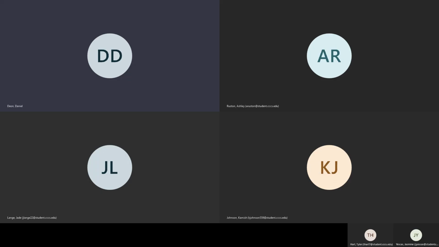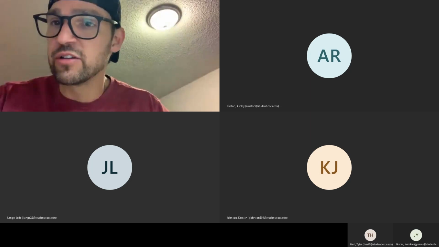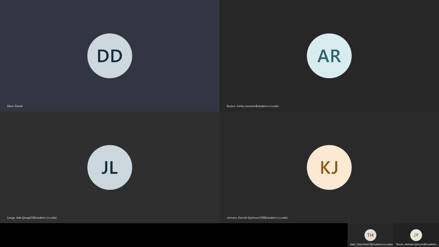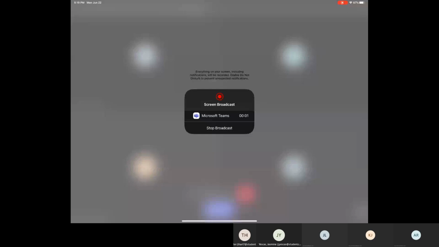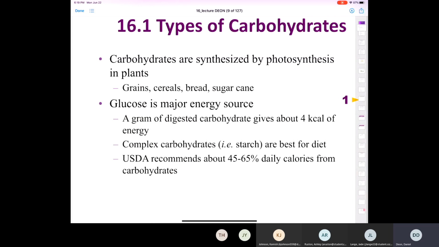A couple of concepts in this chapter I'm going to show you in the lab during our lab time tonight. They're better demonstrated in person with models, with a molecular model kit. But the first part we don't need a model kit for, to discuss carbohydrates.